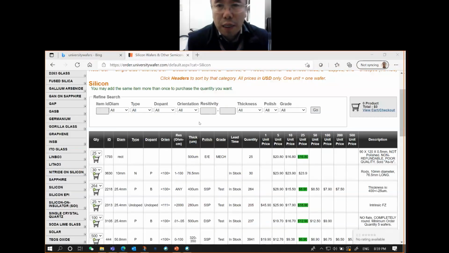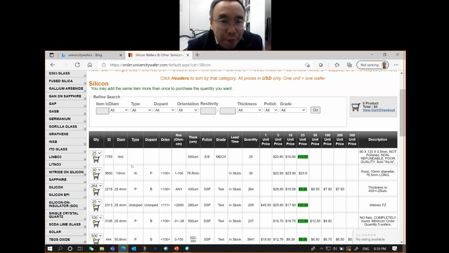Now about buying silicon wafers. Normally, a cheap place to buy silicon wafers is a place called University Wafer. For the wafer, the first thing we care about is the diameter. This is 1 inch, which is 25.4 millimeters, and this is 2 inch, 50.8 millimeters. We also have 3 inch, 4 inch, 6 inch, 8 inch, and 12 inch.